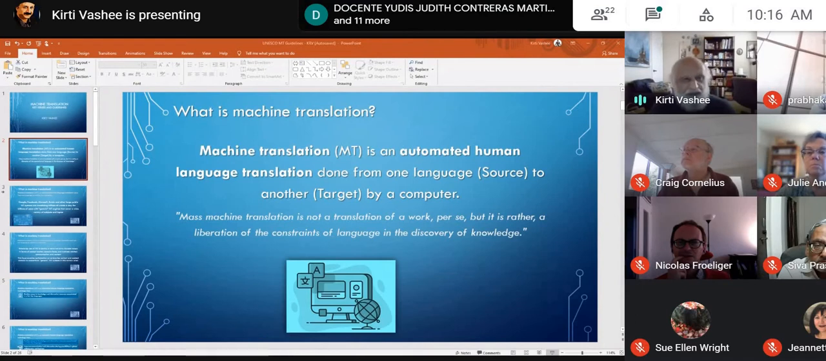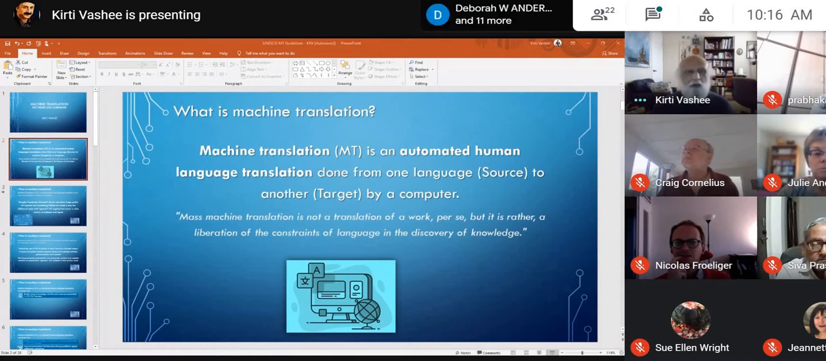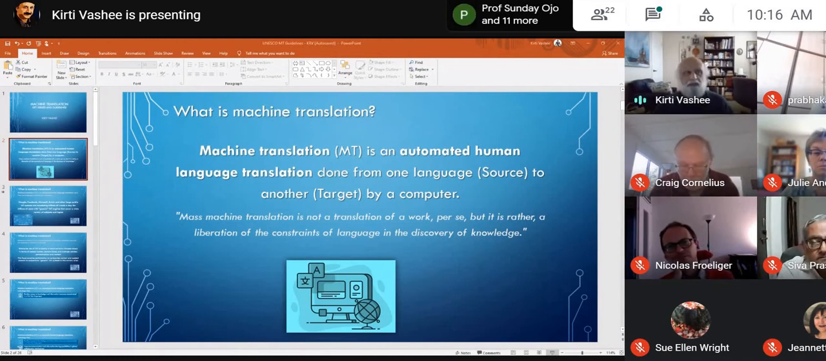One view of machine translation is to see it as just a way to translate a single word or a sentence or maybe a single page. But there are many who say that mass machine translation is not just a simple translation of a cluster of words, but it's liberating knowledge from the constraints of language. And so, for example, Wikipedia ranges in size by language.